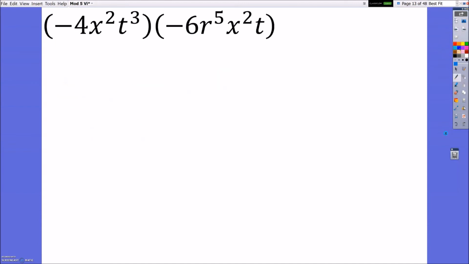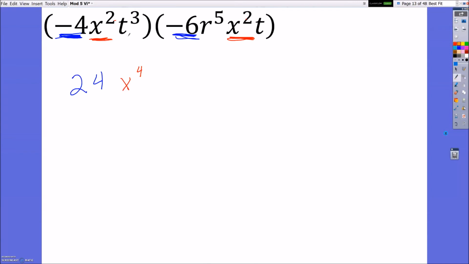Okay, so let's go ahead and do this. I'm not going to take the time to write them out, but we're just going to do one step at a time. I have -4 times -6. A negative times a negative is a positive, and 4 times 6 is 24. Then we're going to do x squared times x squared. That'll give me x to the 4th power. I added those exponents together.